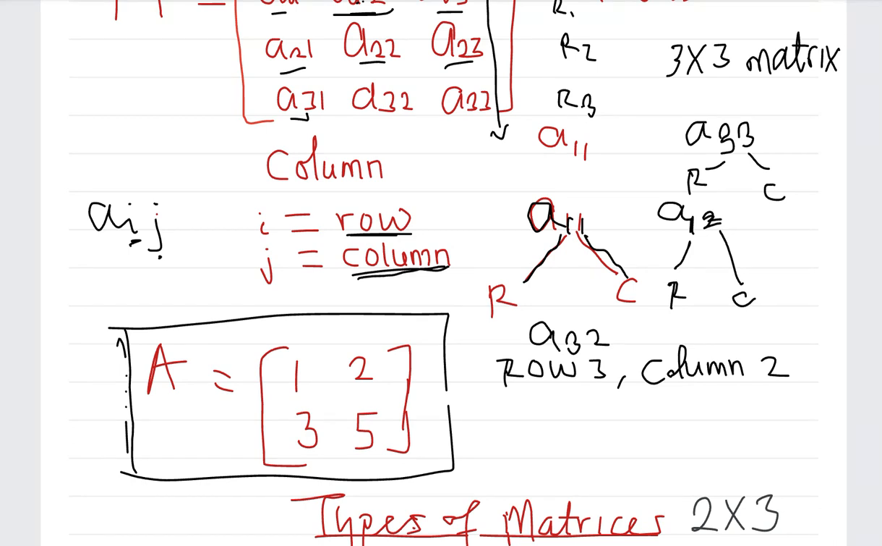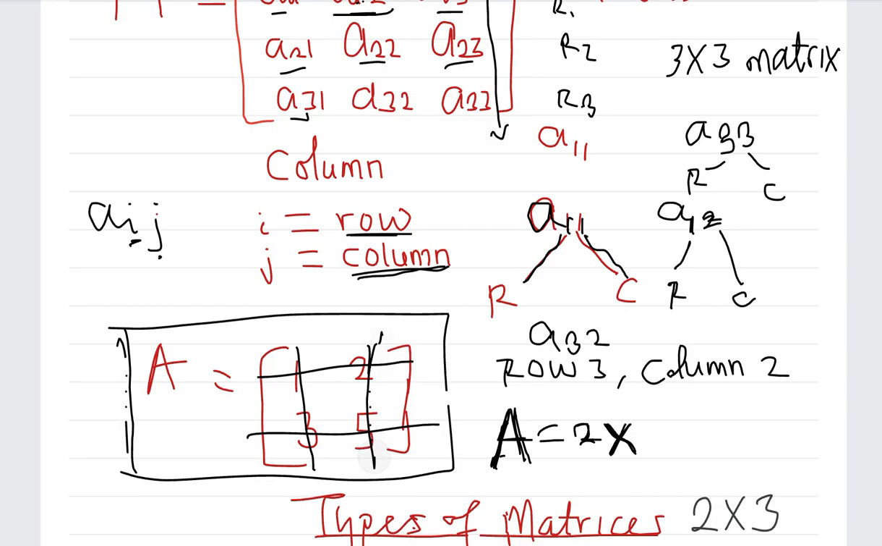Because how many rows are here? Row 1, row 2. So you say A is what? A is a 2 by. When you see this sign, that is how we denote matrices. You say that A is a 2 by what? How many columns? Column 1, column 2. So A is a 2 by 2 matrix.